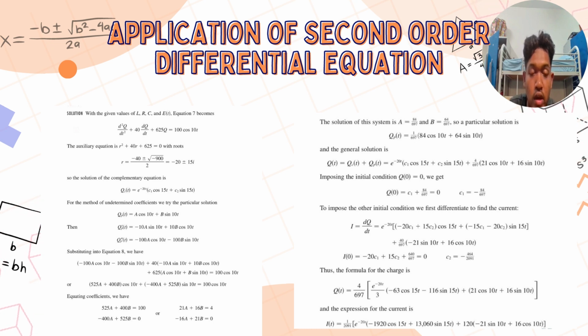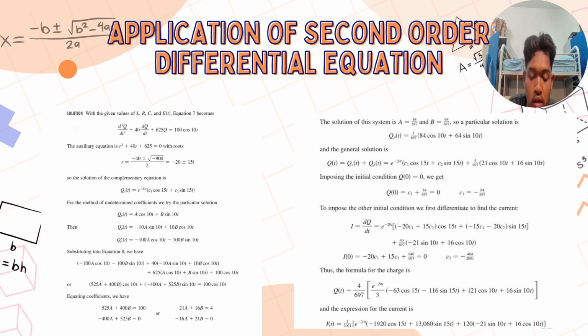differentiate to find the current. So I equals dq over dt, equals e to the power negative 20t, in a bracket (negative 20 C1 plus 15 C2) times cos 15t plus (negative 15 C1 minus 20 C2) times sin 15t, plus 40 over 697 times (negative 21 sin 10t plus 16 cos 10t).